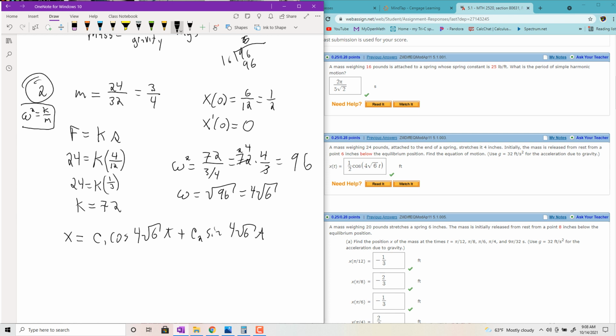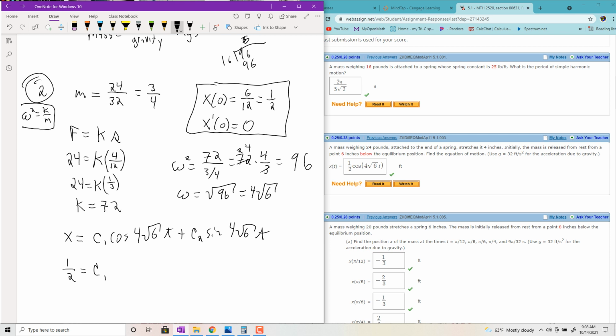You're not done. Now you need to go back to your initial conditions and solve for the constants. Okay. So plugging in x of 0 is 1/2, I got 1/2 equals C1 times cosine of 0, which will be 1.